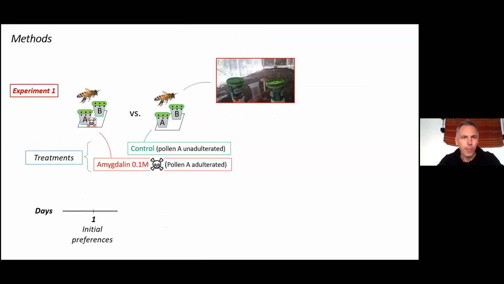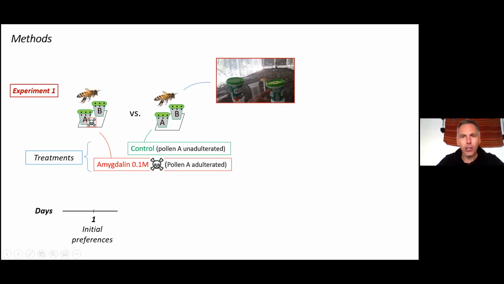So let's move quickly to this first experiment performed by Rocío. In this first experiment, we just want to see how amygdalin, this deterrent that needs to be ingested in order to induce a malaise experience, affects the foraging preferences, or initial preferences, of foragers.